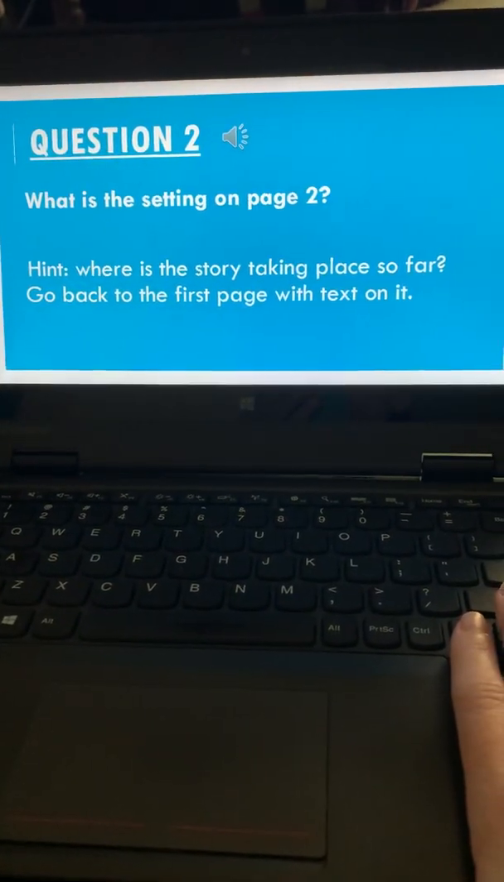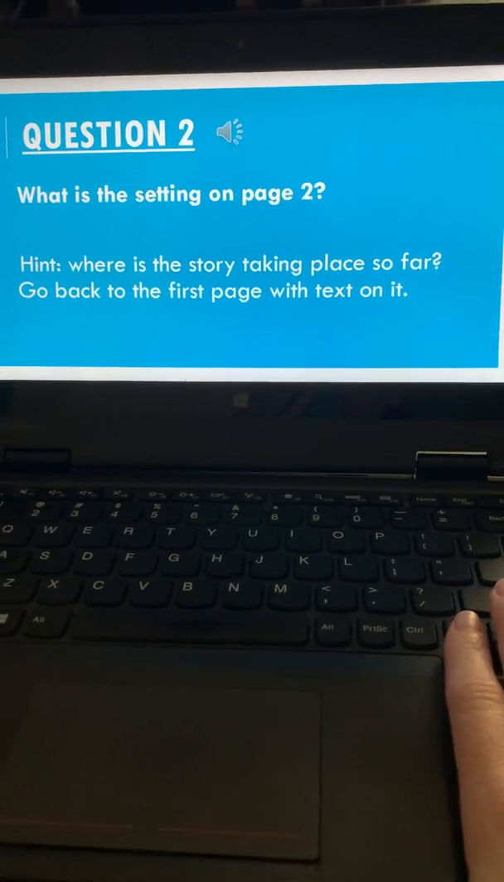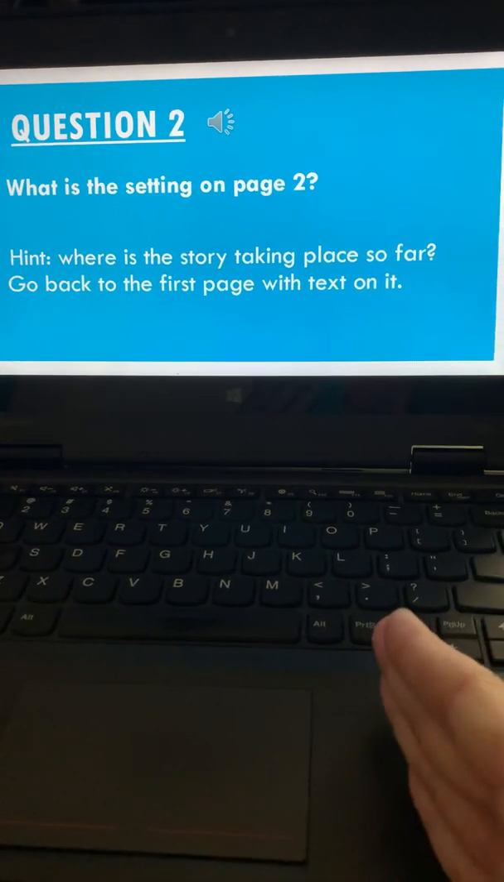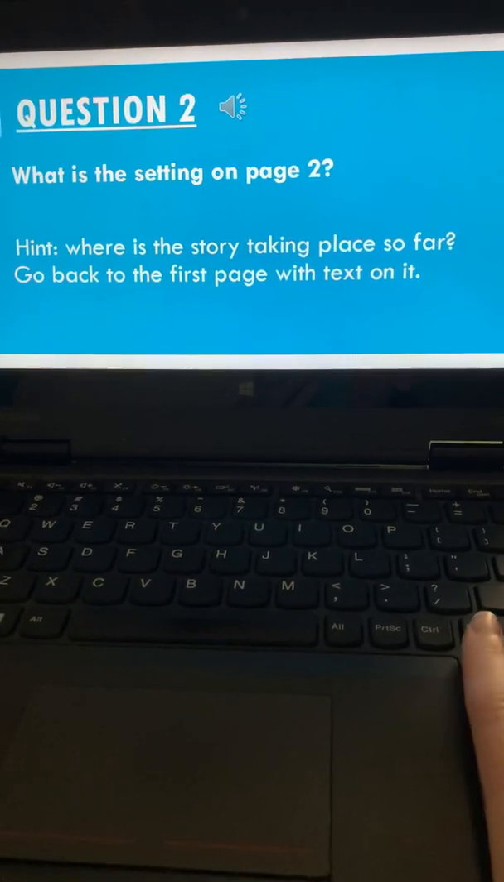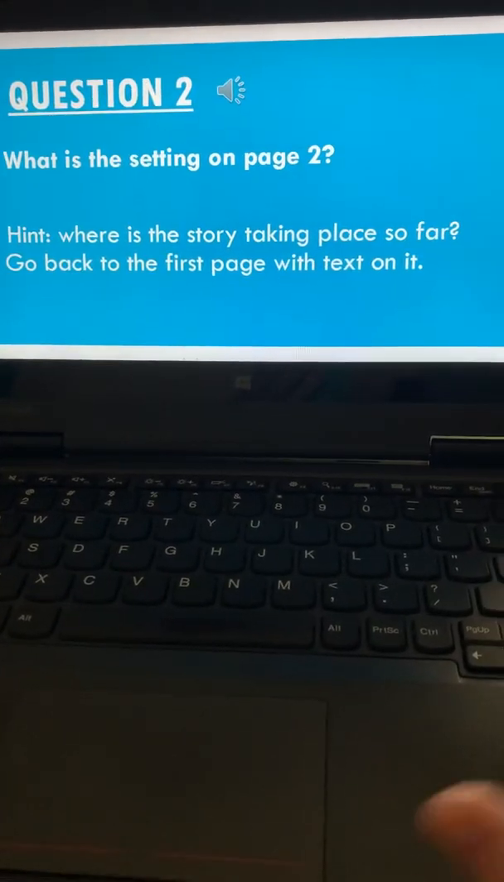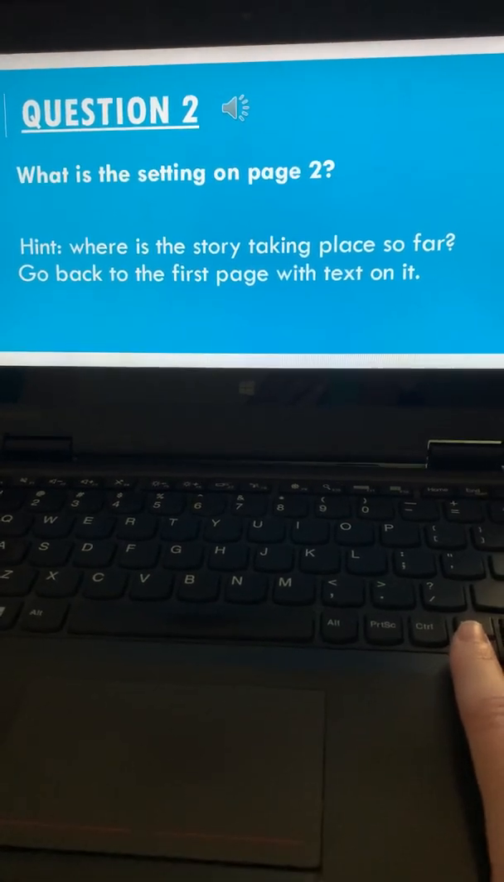Question 2, what is the setting on page 2? So remember, I showed you the page 1. That would be the page right next to it, and that'll have text on it. So where is the story taking place so far? Go back to that first page.